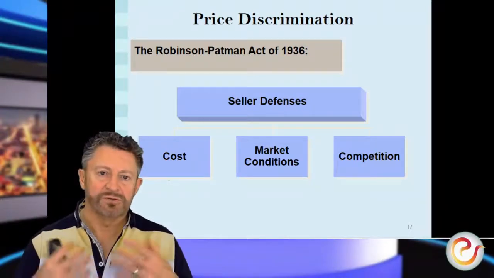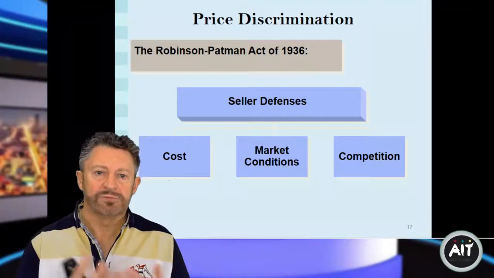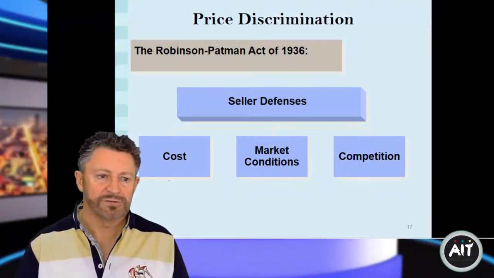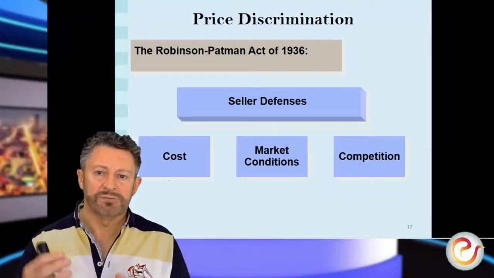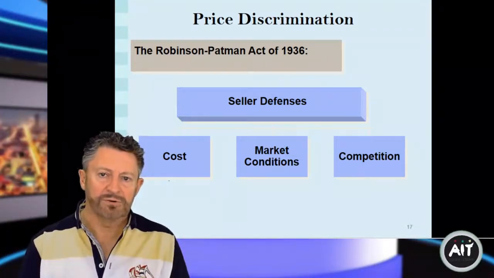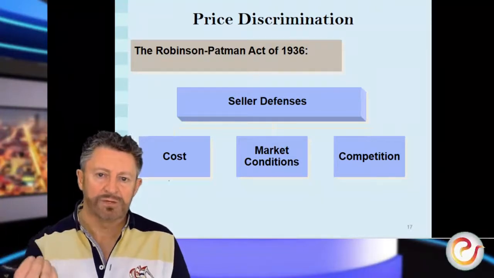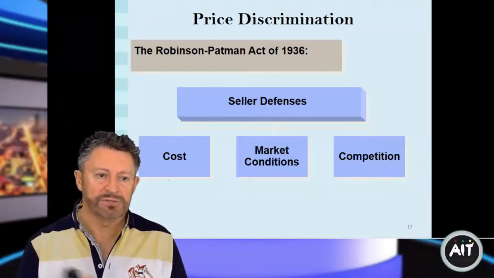So you as a seller, you can discriminate based on these because of cost. You're able to reduce costs, or your costs are increasing, or your market conditions in a particular country are far more favorable than in another country. There's higher levels of income, therefore you're going to exploit those incomes and charge higher prices and so on.